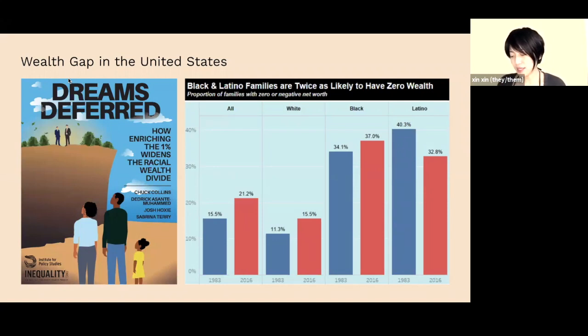So what we're seeing here is a graph that shows that Black and Latino families are in fact twice as likely to have zero wealth. So we can see the consistency of how these numbers have really created a huge distinction and gap that would take a very long time to close between white people in the United States versus Black and Latino populations.